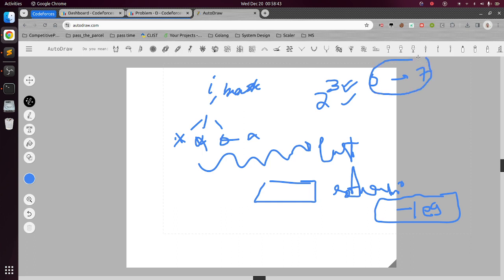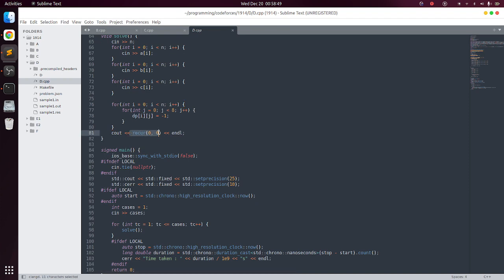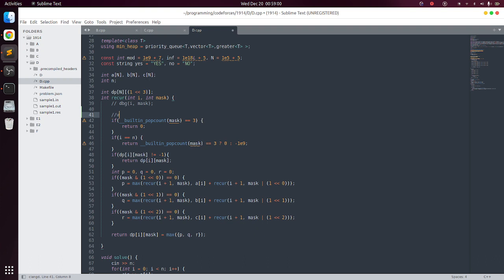Either choose none at all, or choose all the 3. So I just do the recurrence of 0, 0, and when I am on the ith state, if my mask has all the 3 activities already done, I return 0. This is the second base case, I would say. So these are your base cases.